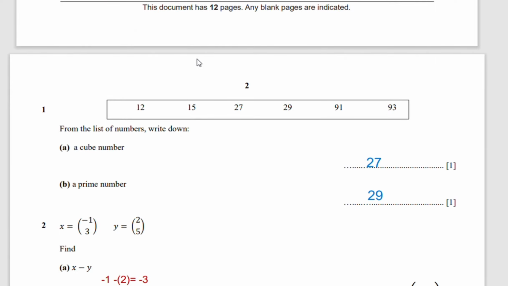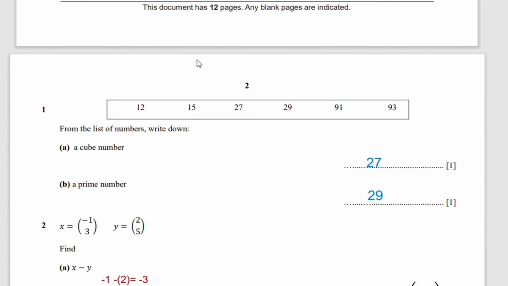Starting with question 1, from the list of numbers, write down a cube number for A and B a prime number. A cube number is a number that you multiply 3 times by itself and you will get a certain value. So 12 does not have any values that you can multiply 3 times by itself to get it. Like if you tried 2 on the calculator, 2 to the power of 3, you won't get the value that you're looking for.